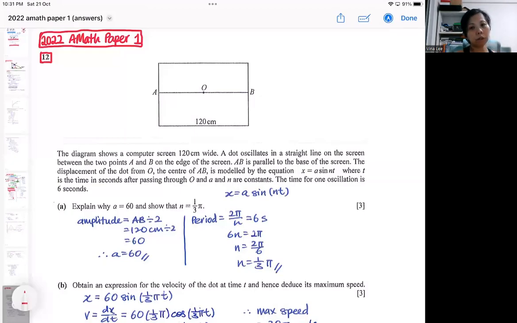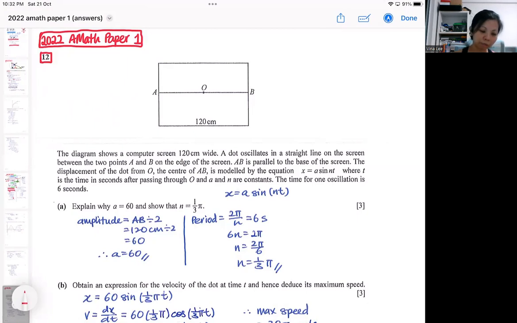Okay, so for this question, it is a trigo graph concept mixed with your kinematic concept. So why is there a trigo graph concept? Let's read the information first. There is a computer screen, 120 centimeter wide, and a dot oscillates in a straight line. That means it's actually moving.